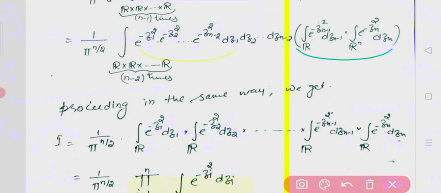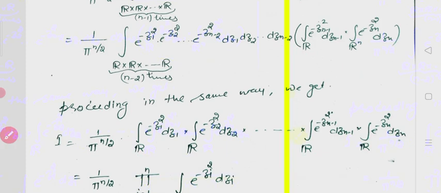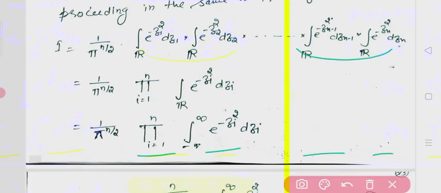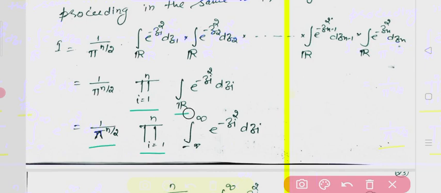Now in a similar manner, proceeding in the same way, after n times when you do the integral, you will get the integral with respect to z1, this one, and this one, right? So these are the product of the integrals, and this can be written in compact form as the product for i equal to 1 to n of the integral over R of e raised to power minus zi square dzi, right? So that means you take the limit over R, that will be minus infinity to infinity of e raised to power minus zi square dzi, okay?